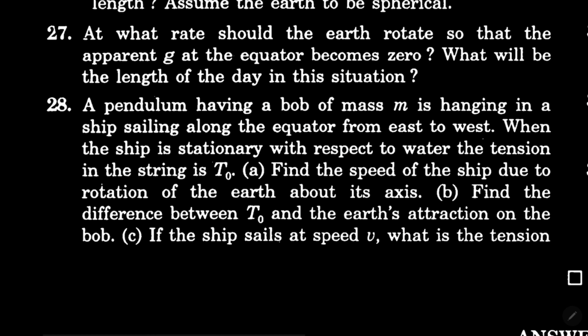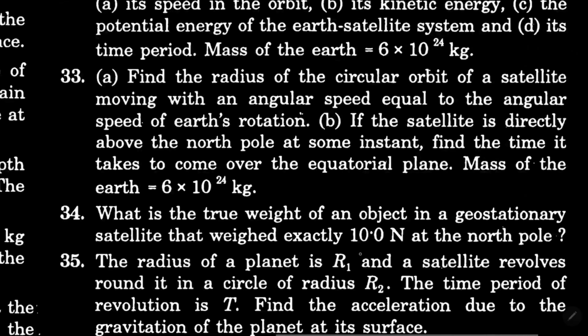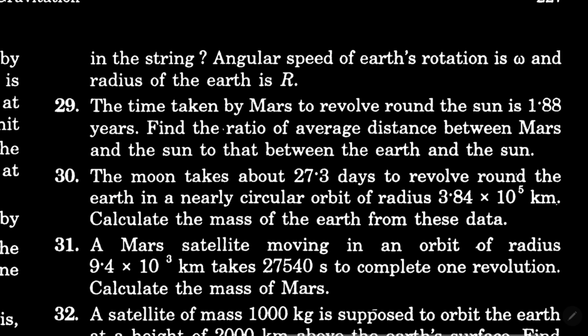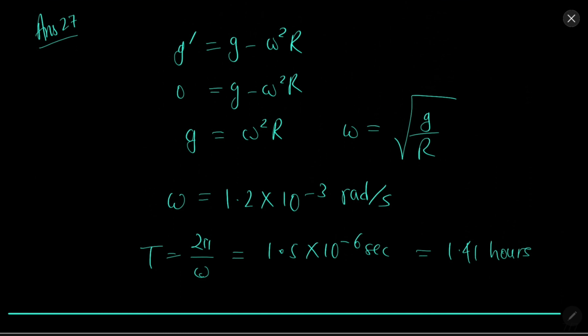In question 28, a pendulum having a bob of mass m is hanging in a ship sailing along the equator from east to west. Find the speed of the ship due to rotation of Earth about its axis, and find the difference between T0 and Earth's attraction on the bob. And if the ship sails at speed v, what is the tension in the string? Angular speed of Earth's rotation is omega. So this is solution 28.